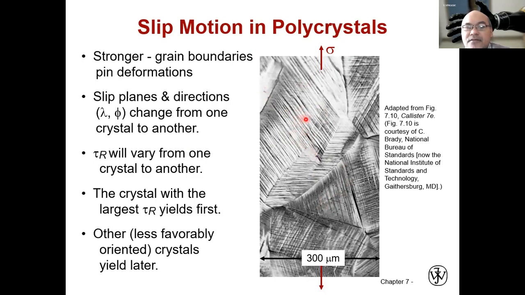This one, for example, has the slip plane in this direction. This one has this direction, a certain angle. This one has this direction to this angle, etc. So the tau r will vary from one crystal to another. Then the crystal with the largest resolved shear stress will yield first, will deform first. Only after it has deformed will the other crystals with less favorable orientation yield.